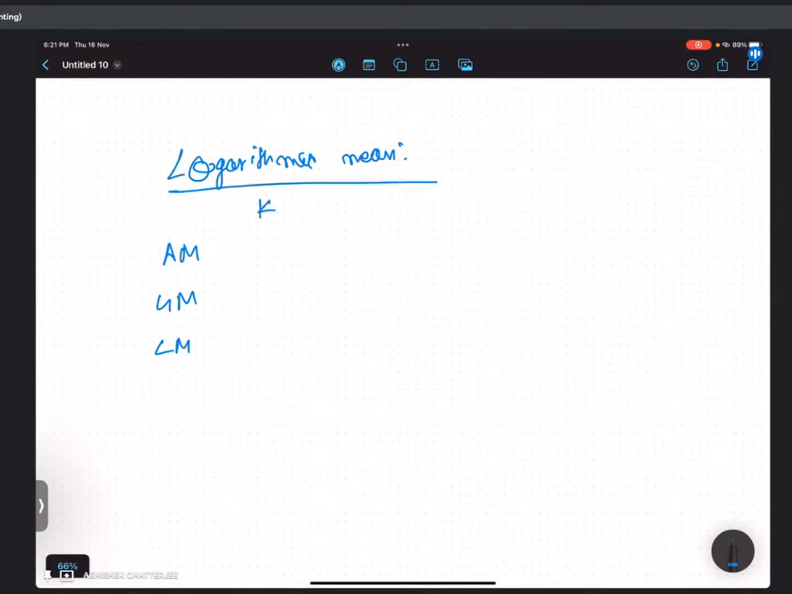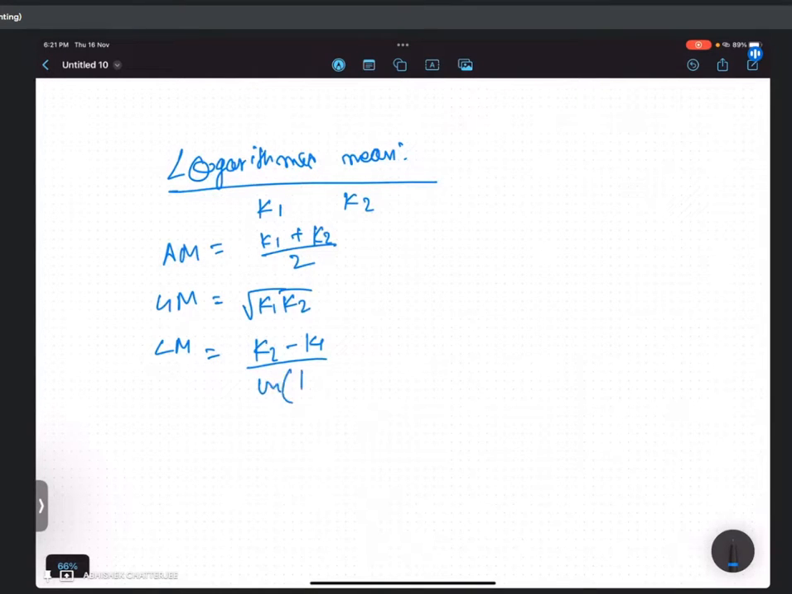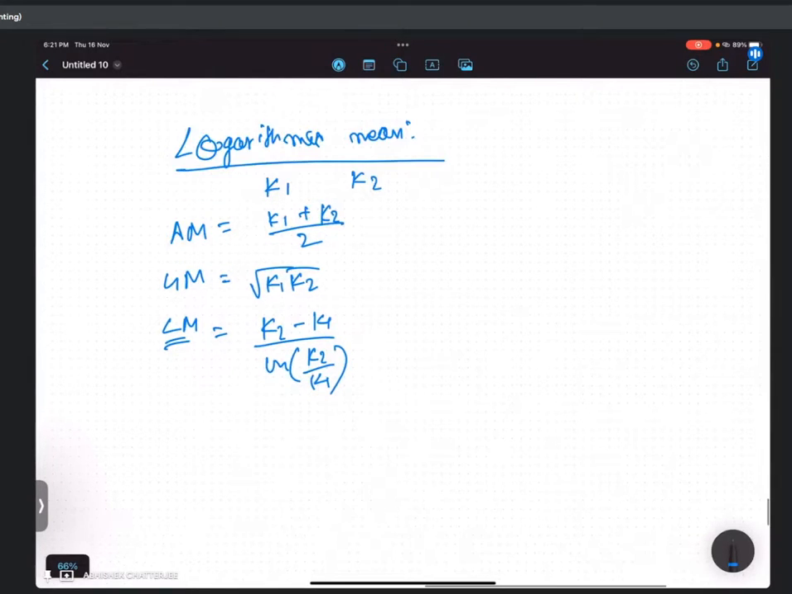Suppose you are having two quantities, K1 and K2. So what is arithmetic mean? It is K1 plus K2 divided by 2. What is geometric mean? It is root under K1, K2. And what is logarithmic mean? It will be K2 minus K1 divided by ln K2 by K1. Okay. So this is known as your logarithmic mean. So for any two quantities, you can find out three means: arithmetic mean, geometric mean, and logarithmic mean. Okay. Now let us understand.